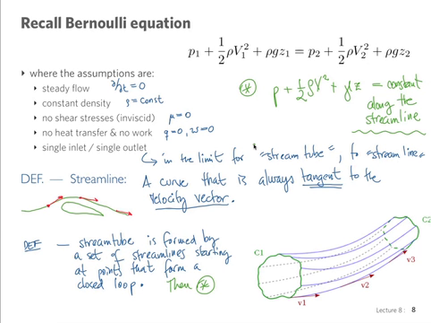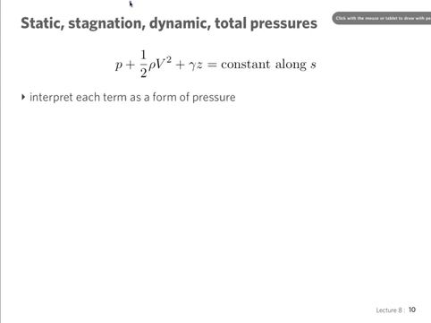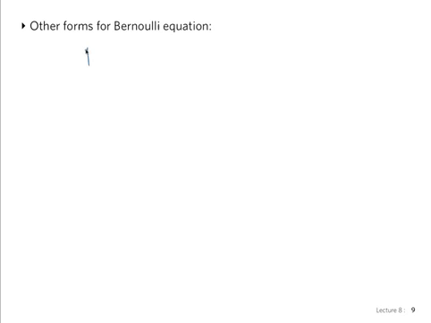Now you're going to have to use the Bernoulli equation for your lab that you're going to start this week, and so I want to make sure that everybody has seen this, although it's also explained in your lab manual. We want to discuss it in class as well. So this is another form of the Bernoulli equation. I'm going to write it again: P plus 1/2 rho v squared plus gamma z equals constant along a streamline.